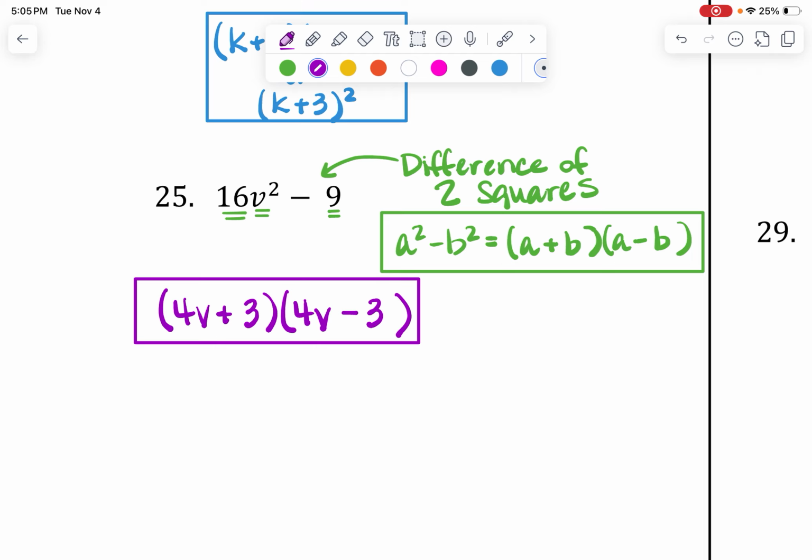If you're not going to catch on to that, or if you don't see that automatically when you look at 16V squared minus 9, then please just do it the long way and insert the 0V in the middle and just work it like a normal factoring problem. Okay?